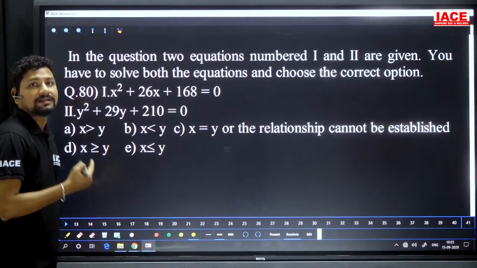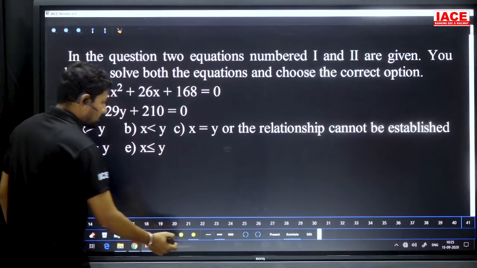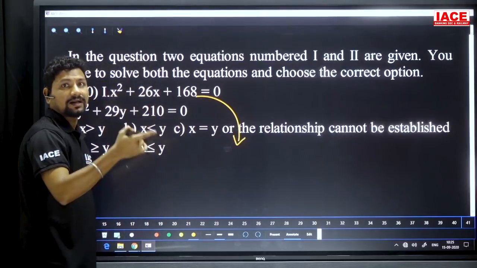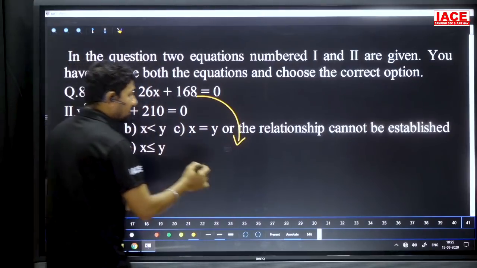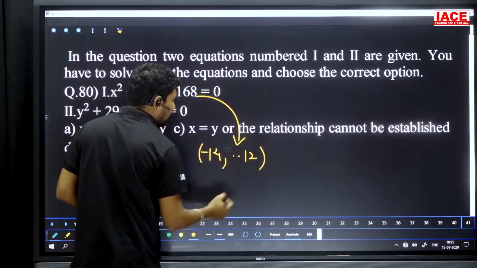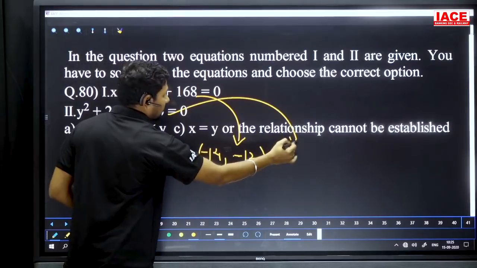Yeah. Next question is 80. That is the final question. X square plus 26x plus 168 is equal 0. This 168 is very near to 13 square, answer 169. Then 13 minus 1 it is 12 and 13 plus 1 14, and those are two negative factors. 14 plus 12 is equal 26. Clear, it is matchable. Next coming to the 210.